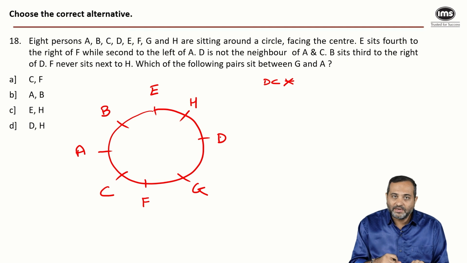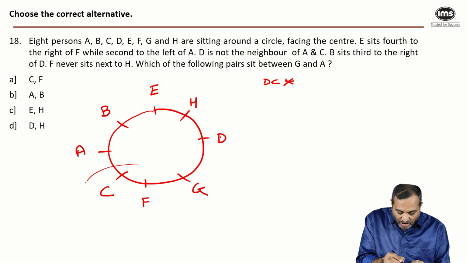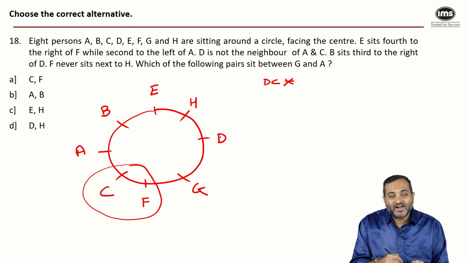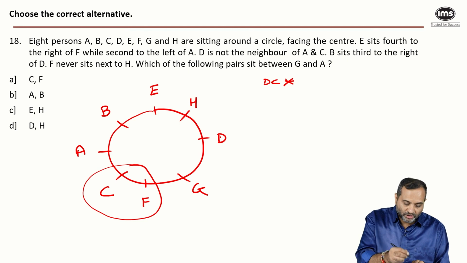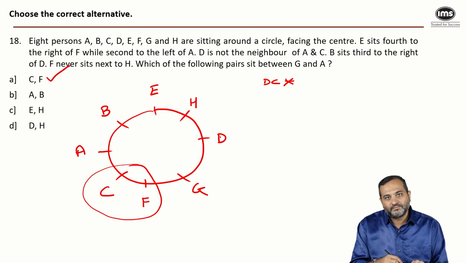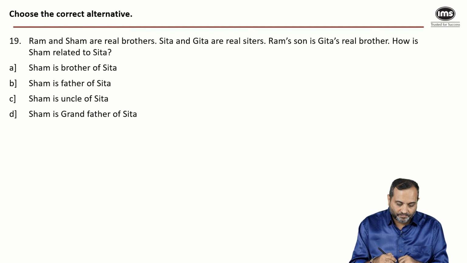My diagram is complete. Let's look at what the question is asking. Which of the following pairs sit between G and A? Do you see between G and A, there are C and F. Which option? Option A. Let's look at the next question.